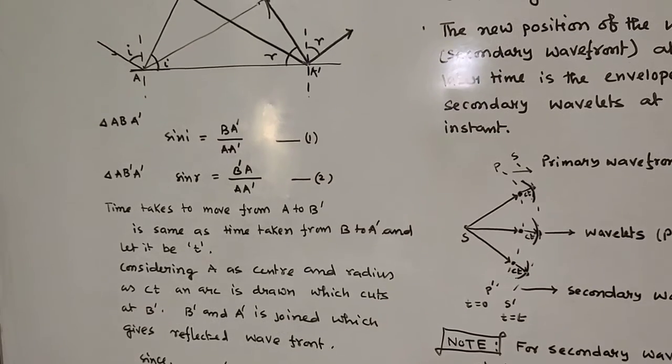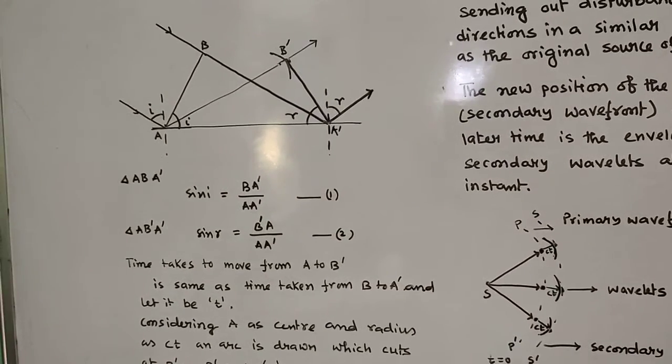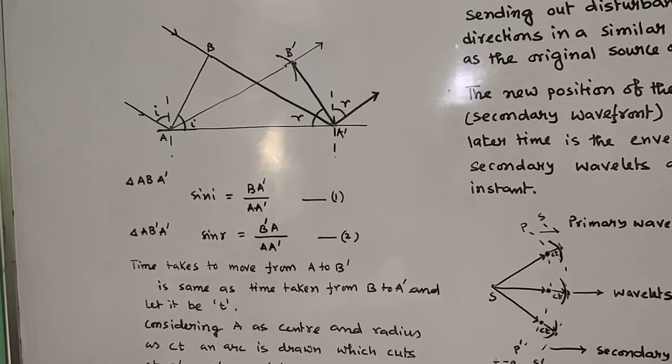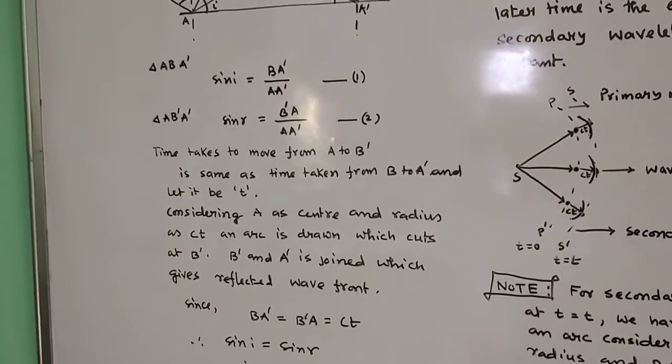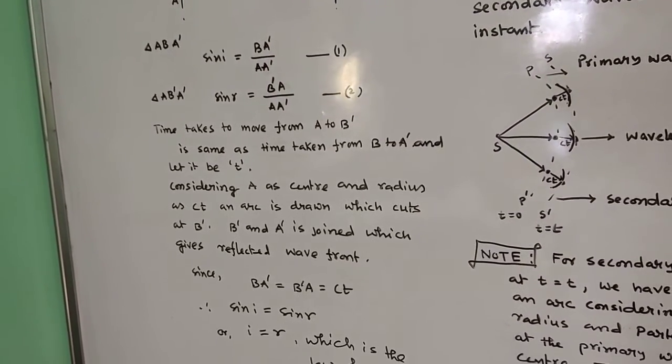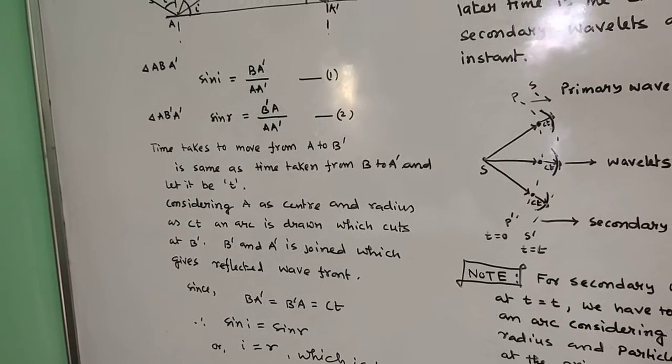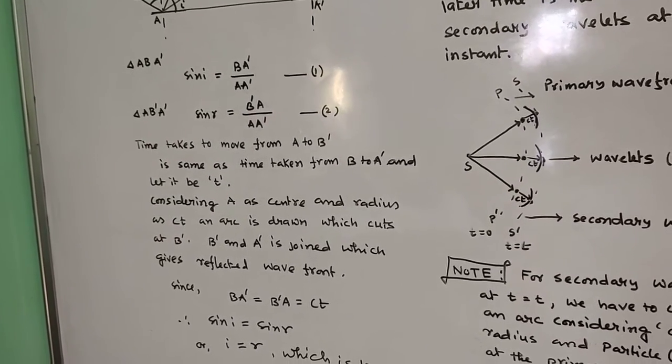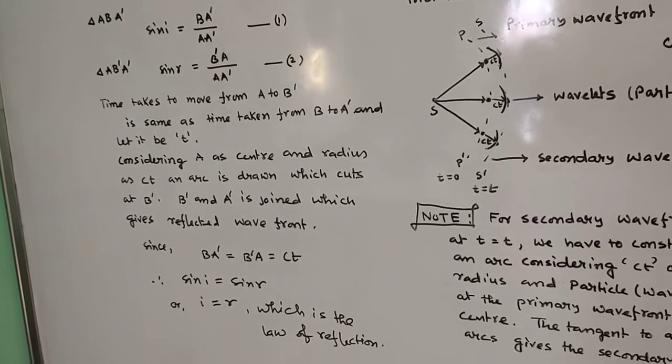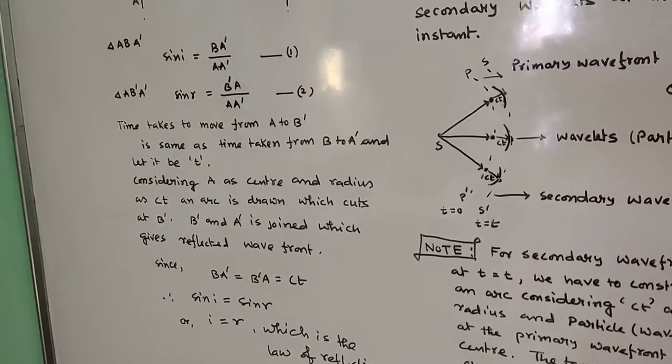Now since BA dash and B dash A are the same, that is ct, sin i equals sin r. So sin i equals sin r from 1 and 2, which means i equals r, and this is the law of reflection.